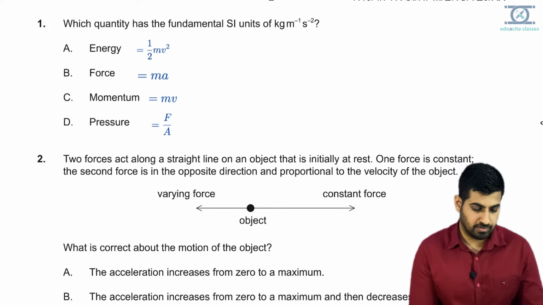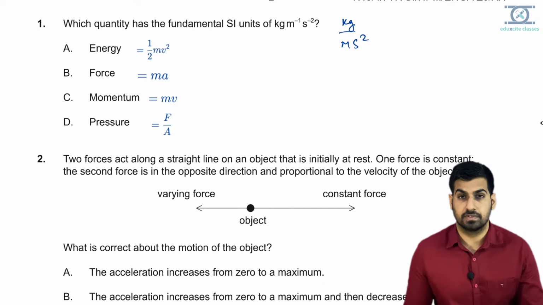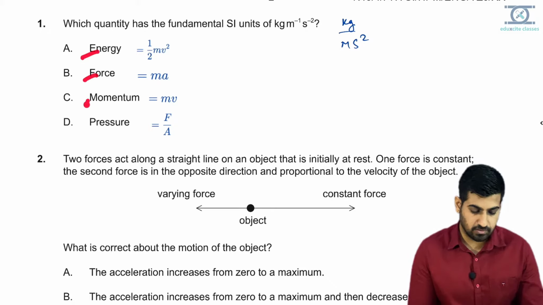Okay, so the very first question. Which fundamental quantity has the SI unit of kg per meter second square, that is this one. So we have to see which physical quantity has the same SI unit as that of the given in the given question. So I have just written down the basic formulas.